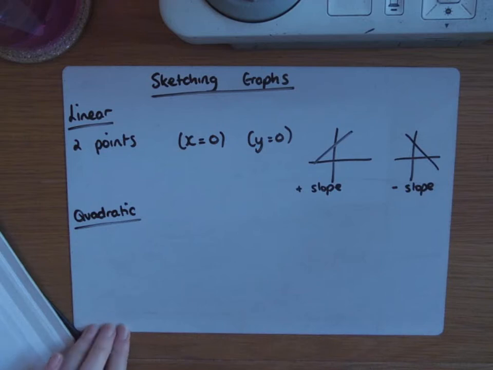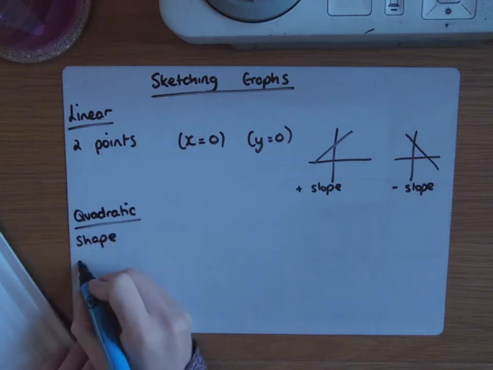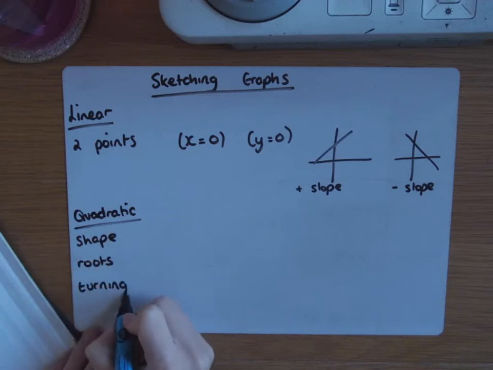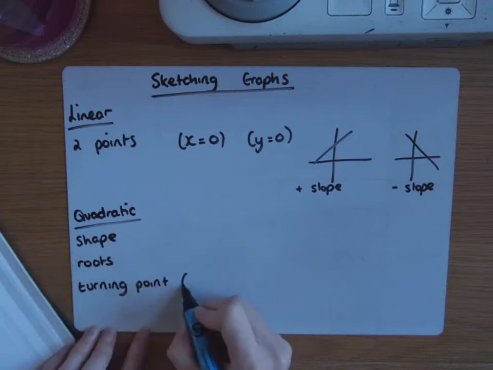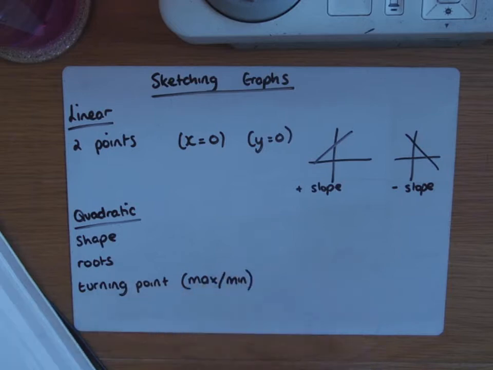So what we need to sketch a quadratic is we need to know the shape of it, first of all. We need to know the roots, and ideally we need to know the turning point, or the max or min point. So turning point is just another word for the maximum point or the minimum point, depending on the type of graph that you have.